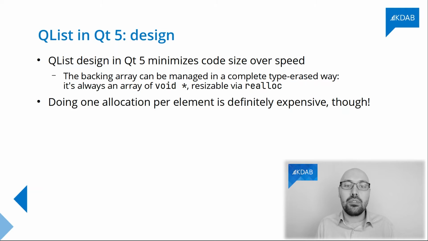So that's nice. Okay. The other part, however, is that doing one allocation per element in case QList is working in array of pointers mode is definitely expensive. You wouldn't think that adding 100 doubles into a QList is going to cause 101 memory allocations, would you?